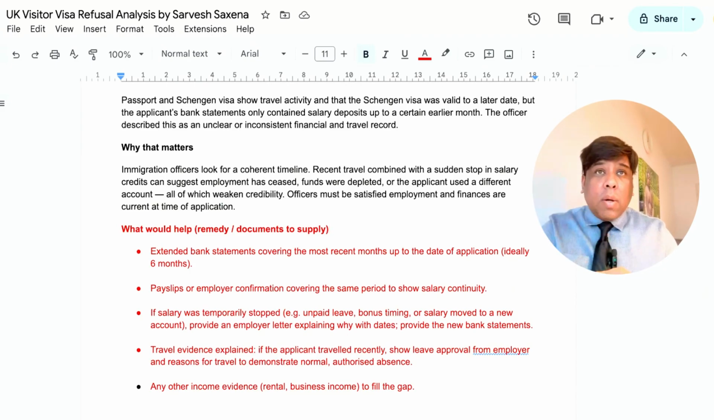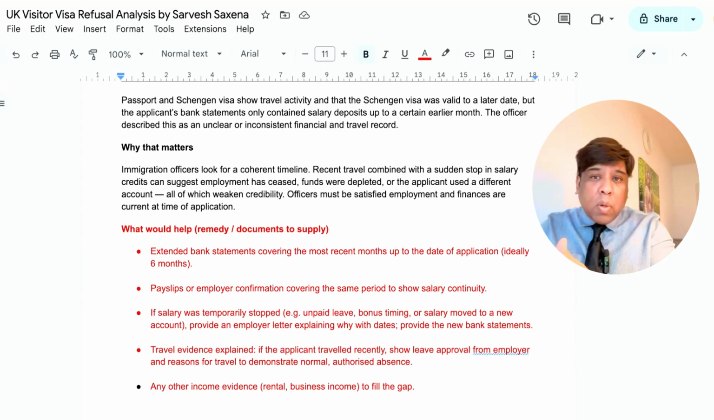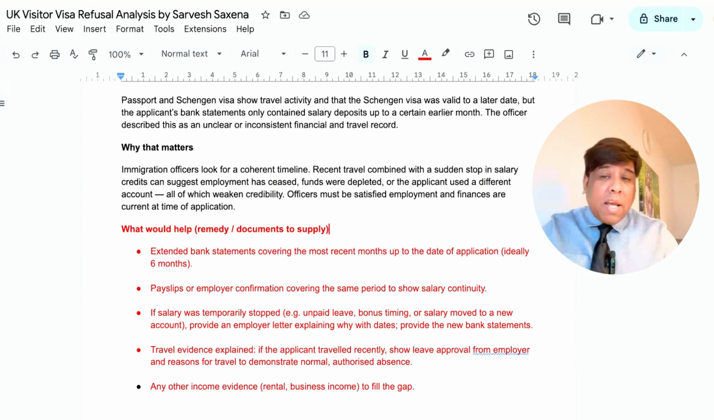So if you have a job, you should say that this is my salary, and if you have an honest and innocent explanation, for example, that you only started the job 3 months ago, you need to state that in the cover letter, saying: dear sir, I started this job on this date. I have completed my probation period. Here is a copy of my employment contract in which the start date is mentioned. And prior to that, I was not having any job.